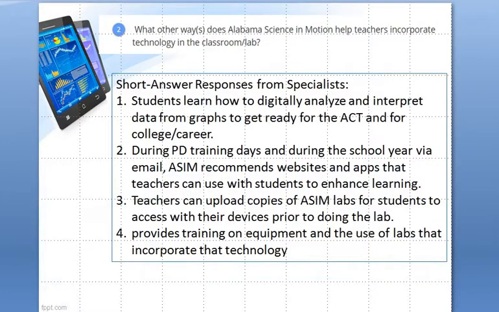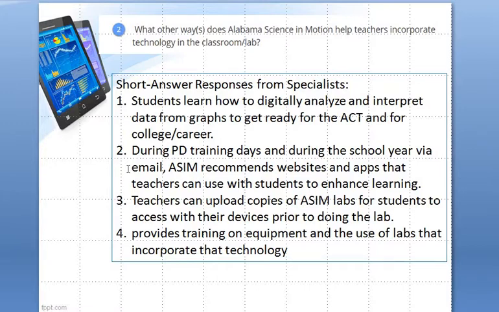When we look at question number 2, it's a short answer question. What other ways did the specialists feel that Science in Motion supported teachers and technology? Here are some of the short answer responses. One person said that students learn how to digitally analyze and interpret data from graphs to get ready for the ACT and for college and career. And I thought that was a good point, and so I added it to the teacher survey.